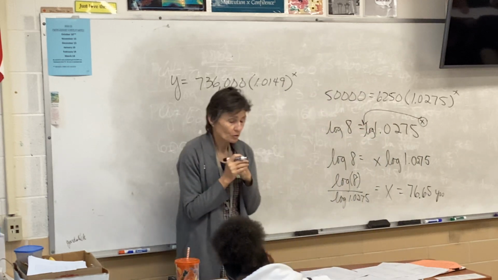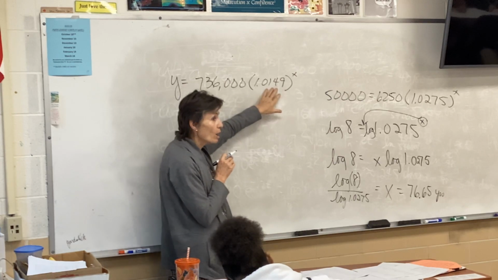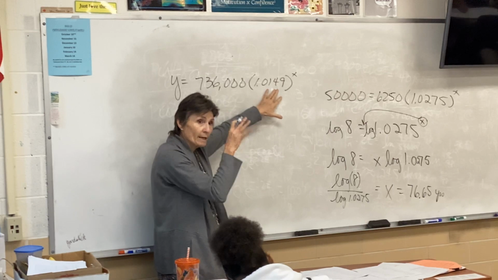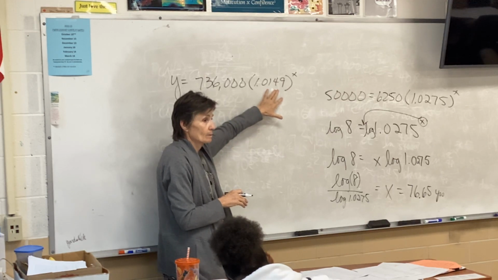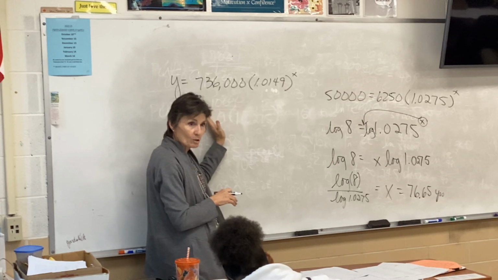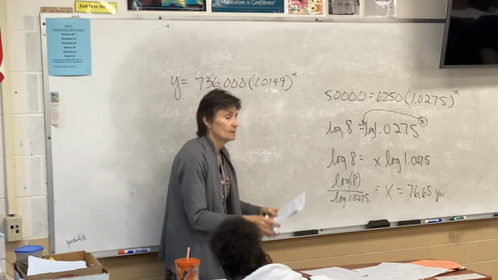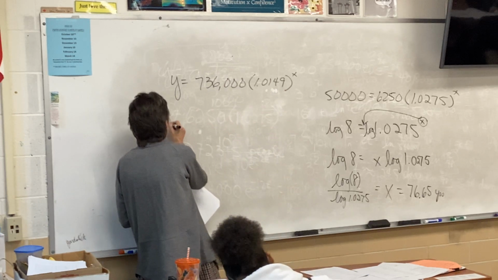It's exponential. We know the initial value, and we know we're growing 1.49%. So 1.0149. Any question about the equation? All right, let's answer the question then. Figure it out. Got to do the math to figure out when the population is going to be a million.